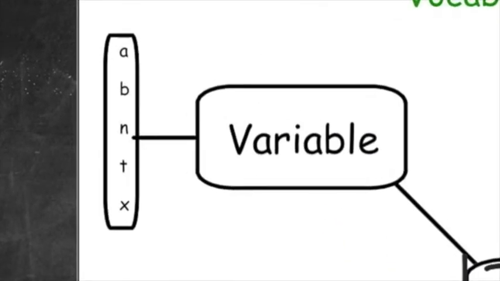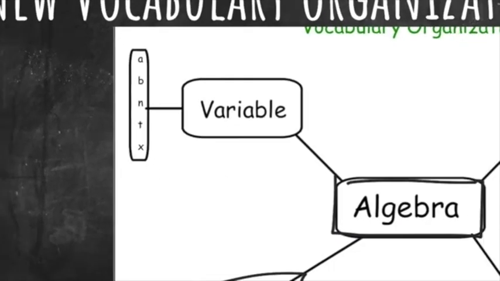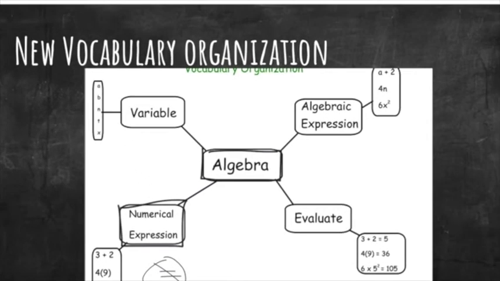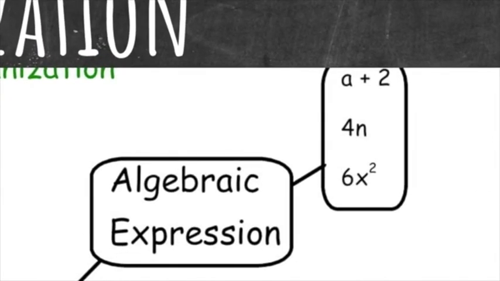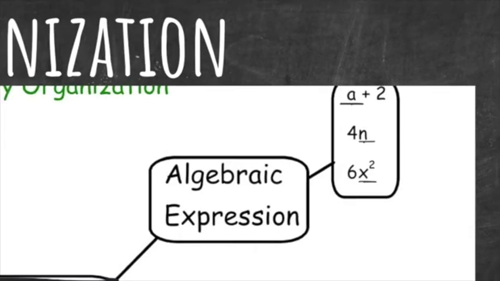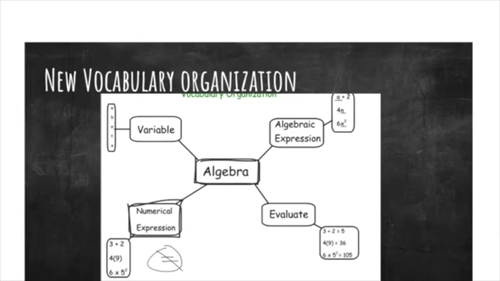Looking in, a variable is just a letter that replaces a given number. A variable can mean more than just one number, which is why we use a variable. An algebraic expression, a plus 2. So a is a variable that can stand for multiple numbers. 4 times n, another variable, or 6 times x squared. So an algebraic expression uses a variable.